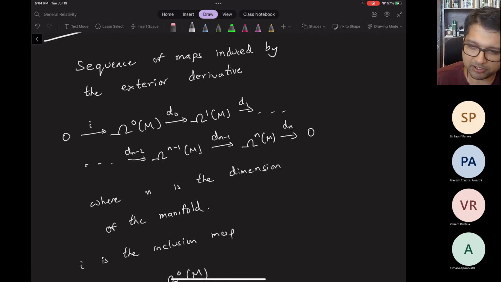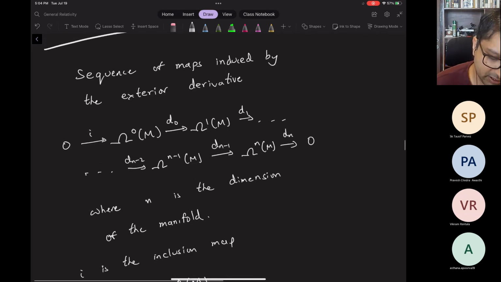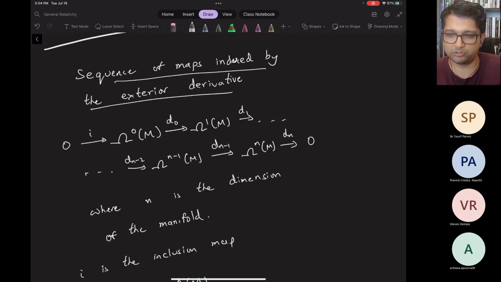Now there's a sequence of maps which are introduced by the exterior derivative. This is actually a pretty interesting discussion, although it's not strictly relevant for what we're going to do in GR, but it's relevant for understanding things like magnetic monopoles and many other things.